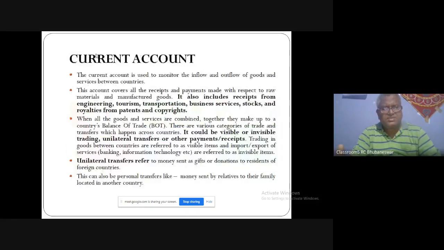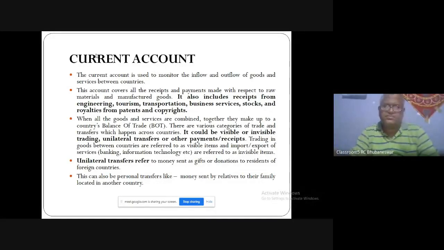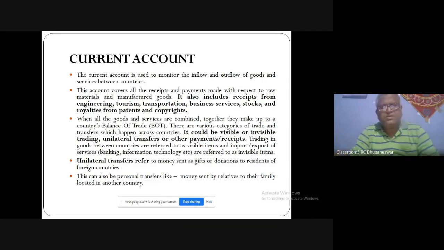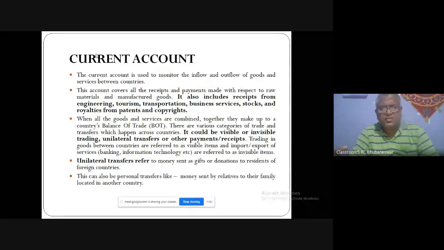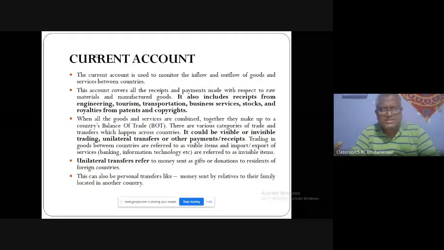But my dear students, regarding the current account, it is used to monitor the inflows and outflows of goods and services between countries. Inflows and outflows mean receipts from different sources, in which way funds flow in and in which way funds flow out of the country. Inflows are called receipts, and outflows are called payments. Inflows are receipts from engineering or tourism, where foreign exchange is generated through transportation, business services, stocks, royalties, patents and copyrights.